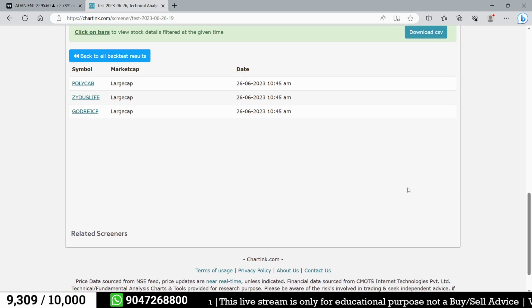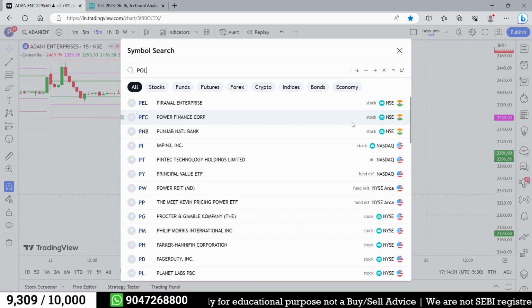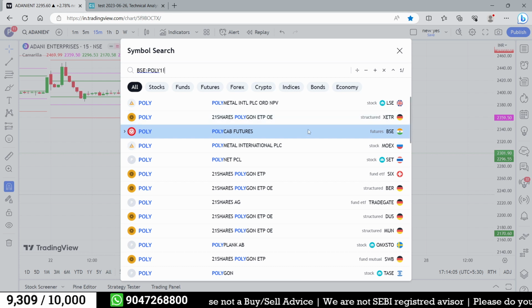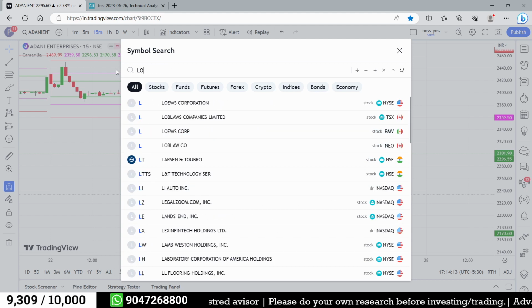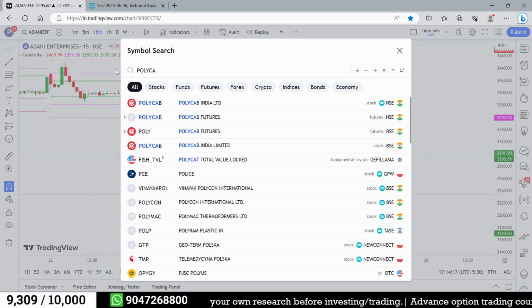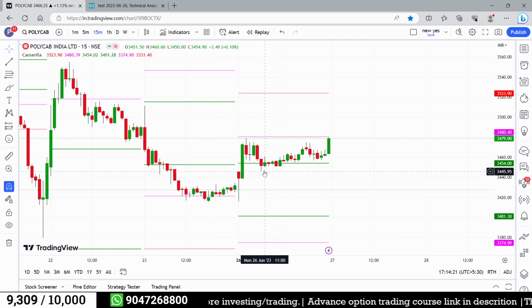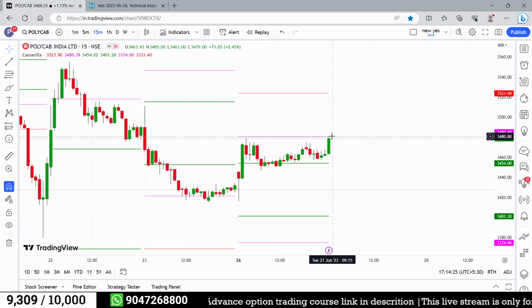And here are some stocks like Polycab, around 1045. Let me go for Polycab. Maybe I'm just focusing on a reversal. Polycab, it is here at this point, it is a reversal. That is what I expected, and it was maybe nearby the stop loss.